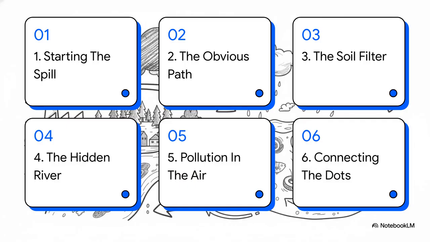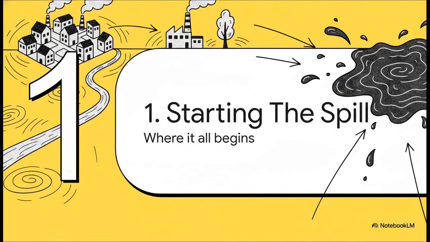So here's our game plan. We'll start right at the source of the problem. Then we'll follow that pollution as it moves across the surface, down into the ground, through our hidden water supplies, and even, believe it or not, up into the air we breathe. And by the end, you'll see just how connected everything really is. All right, let's dive in.